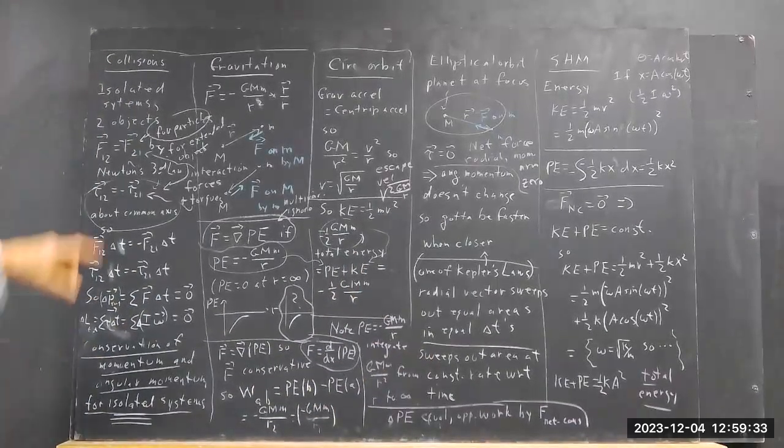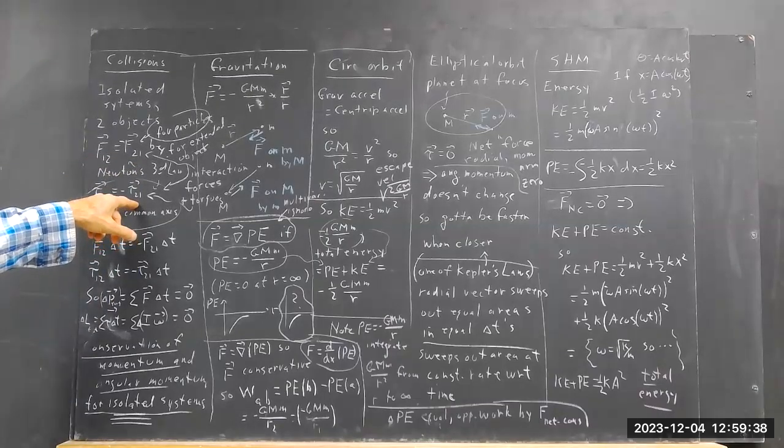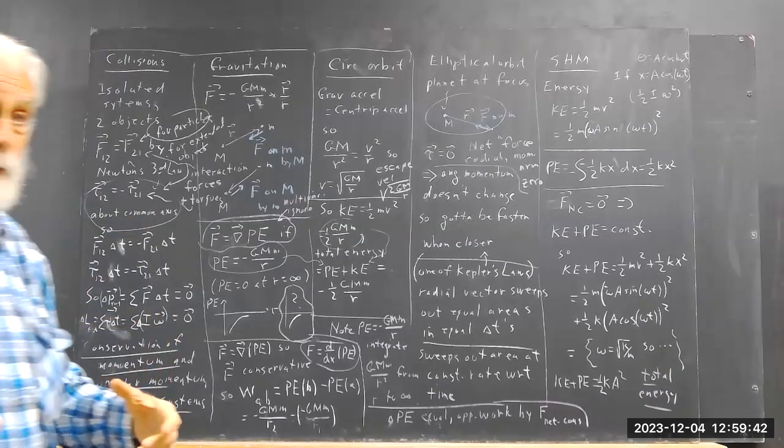Okay, so anyhow, we have F12 equals negative F21, tau12 equals negative tau21 for extended objects. Extended objects is anything that can't be modeled as a point, it can rotate.